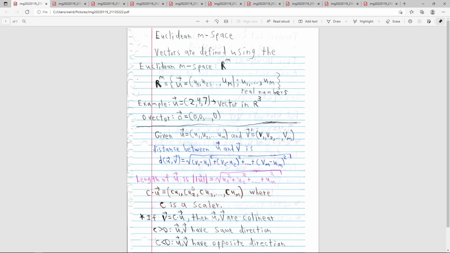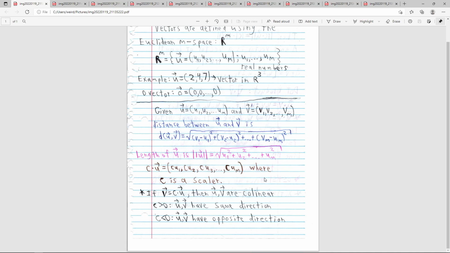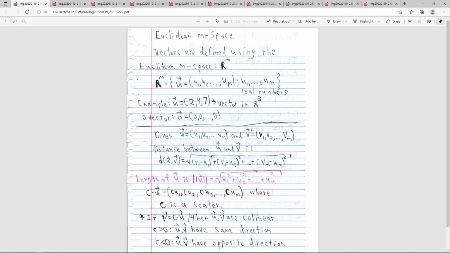And the length of an individual vector is given with these sort of double bars on both sides. It's just the square root of the summation of each component squared. Oh, and if you have a scalar, you multiply by any vector. You just multiply the scalar to each component. So you have CU1, CU2, etc. for C times vector U. And if you have vector V equals C times vector U, then U and V are collinear vectors. If C is positive, then they're the same direction. C negative, then the opposite direction from each other, two vectors. But they are collinear if they have this format, so this equality.